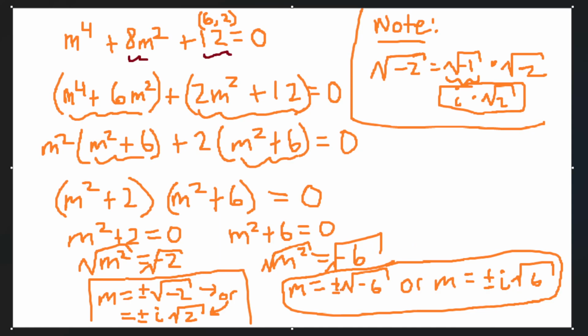So here we have two answers: plus or minus the square root of negative 2, or you could say plus or minus i times the square root of 2. That's two answers. And then we have two answers over here: plus or minus the square root of negative 6, or you could say plus or minus i times the square root of 6. That's how you solve a fourth order polynomial equation. Thank you.